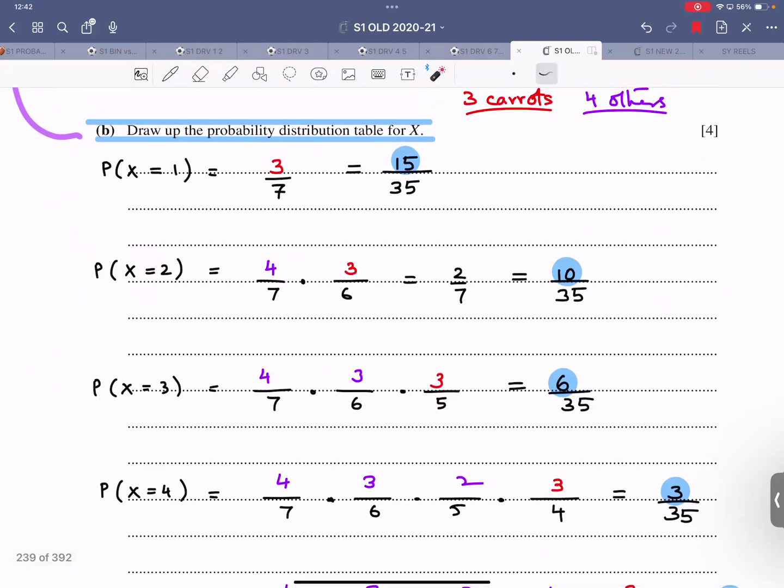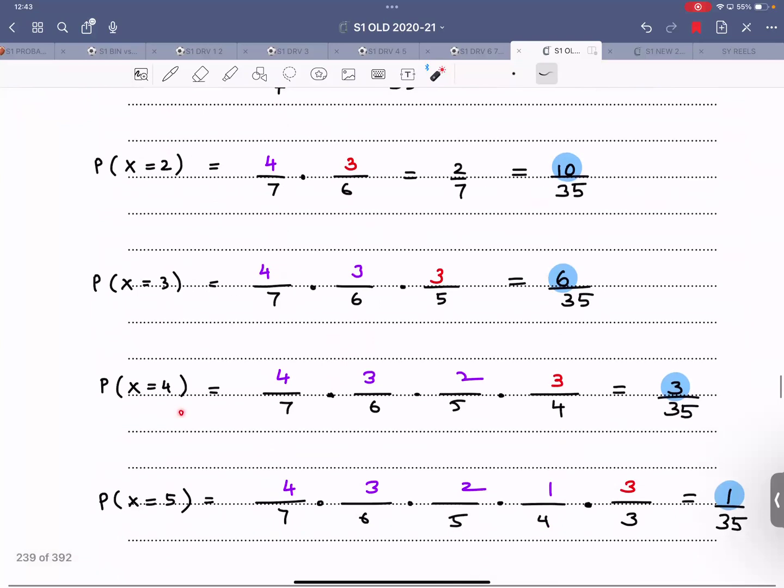Maybe she opens at the first attempt. So that is simply 3 over 7. Opens at the second attempt. So just focus on the denominator first. 1 attempt, 7. 2 attempts, 7, 6. 3 attempts, 7, 6, 5. That is what I just did. 4 attempts, 7, 6, 5, 4.